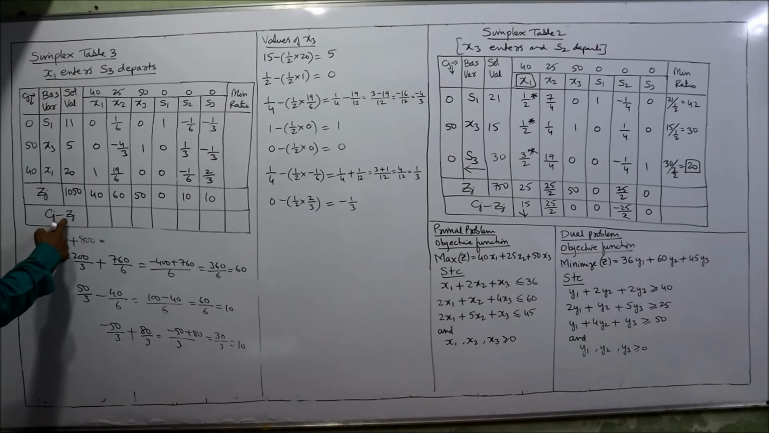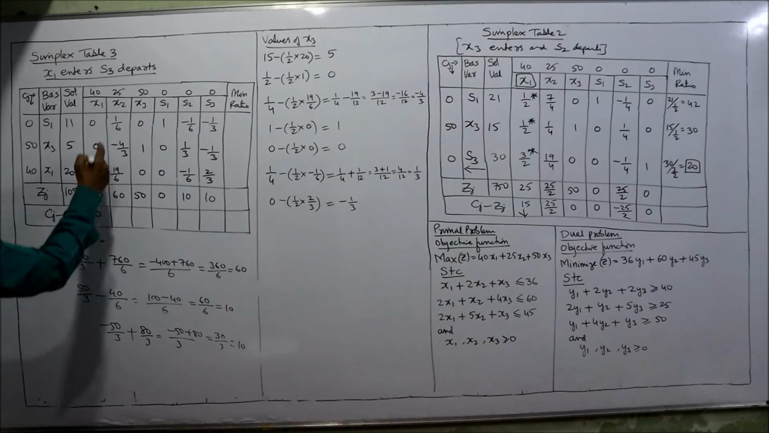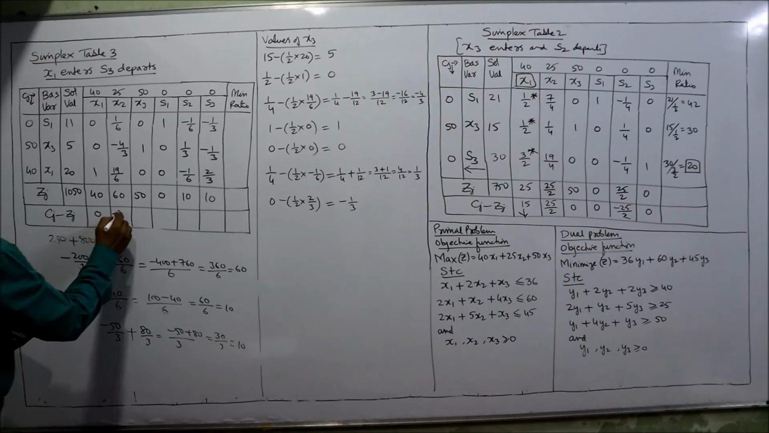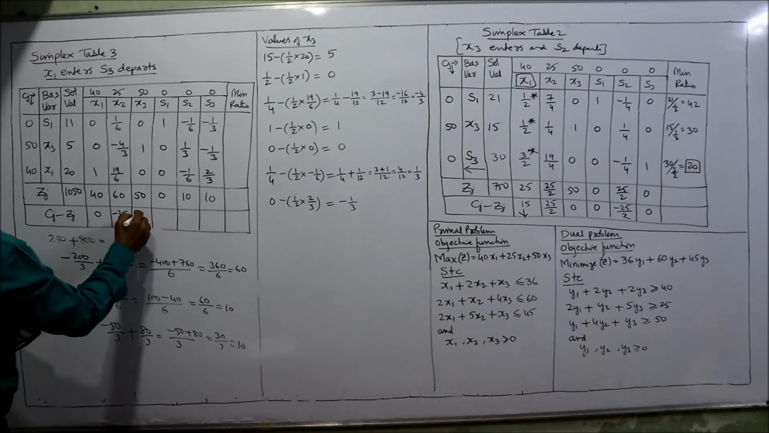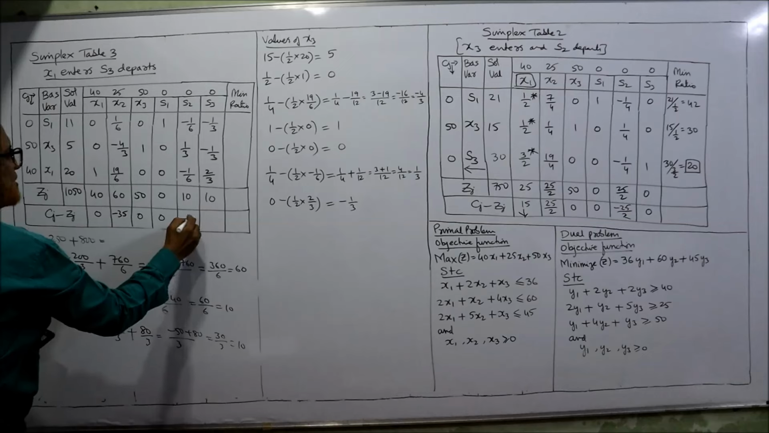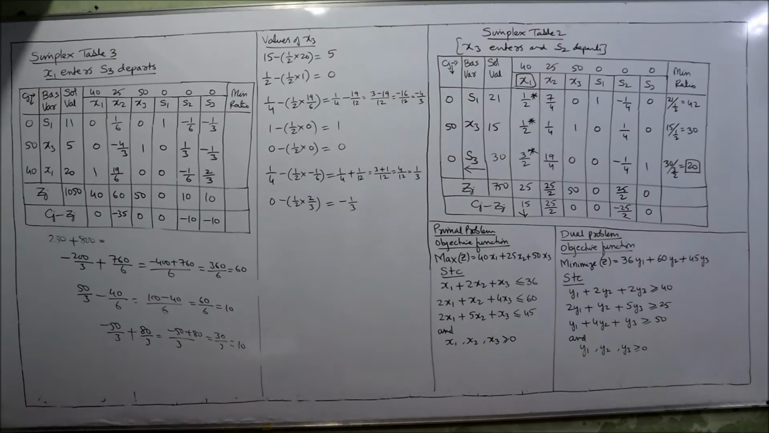Now we find out Cj minus Zj, index row elements. 40 minus 40, 0, so 25 minus 60, so we can see 25 minus 60 is equal to minus 35. 50 minus 50, 0. 0 minus 0, 0. 0 minus 10 is minus 10. 0 minus 10 is minus 10. That's all. So fortunately, we got all the index row elements as zeros and negatives.